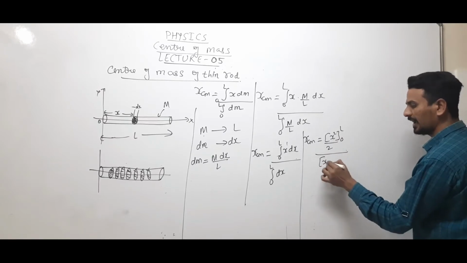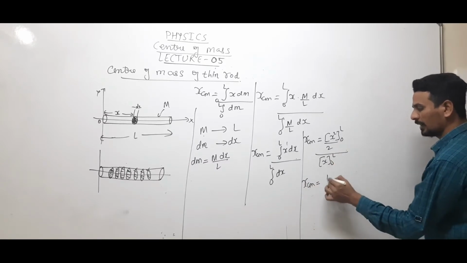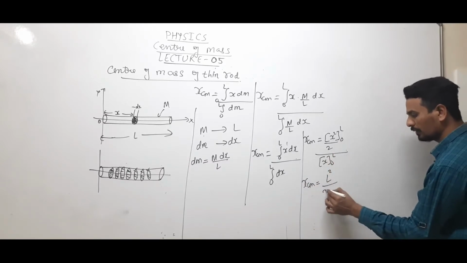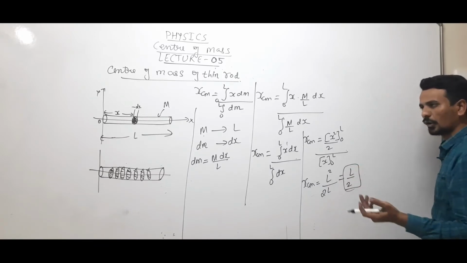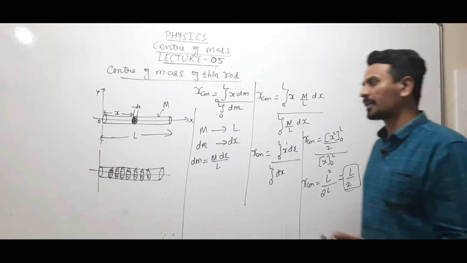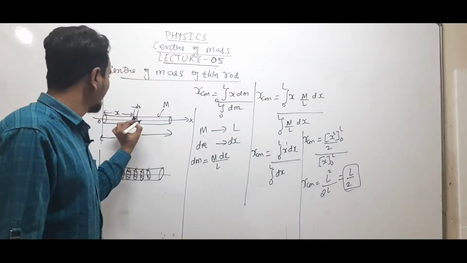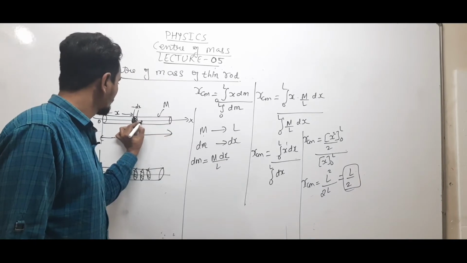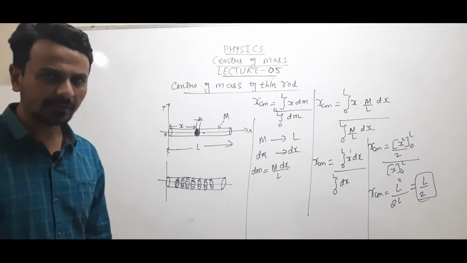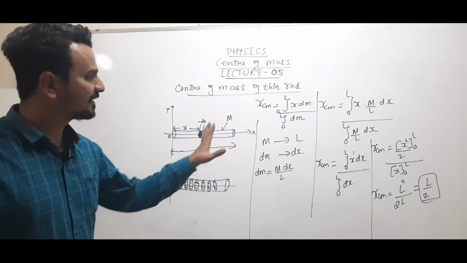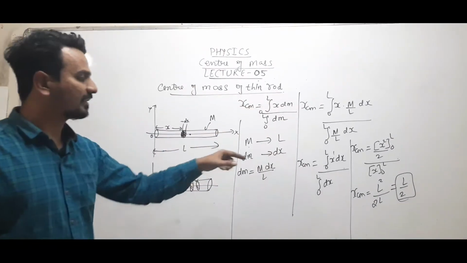Integration of dx will be from x = 0 to L. So x_cm equals L squared upon 2L, so this is L by 2. Got it? So the position of the center of mass is exactly at L by 2. Clear? So this is how we'll use the formula of continuous mass distribution and calculate the position of center of mass.